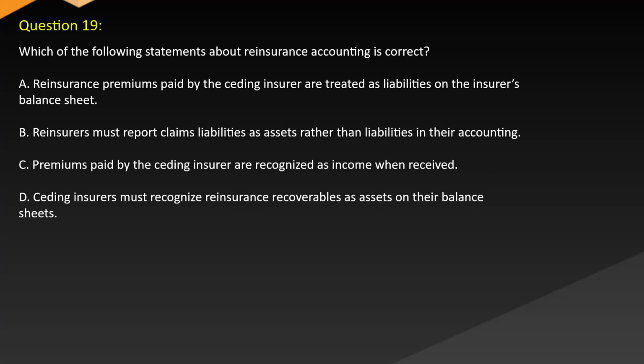Question 19. Which of the following statements about reinsurance accounting is correct? A. Reinsurance premiums paid by the ceding insurer are treated as liabilities on the insurer's balance sheet. B. Reinsurers must report claims liabilities as assets rather than liabilities in their accounting. C. Premiums paid by the ceding insurer are recognized as income when received. D. Ceding insurers must recognize reinsurance recoverables as assets on their balance sheets.